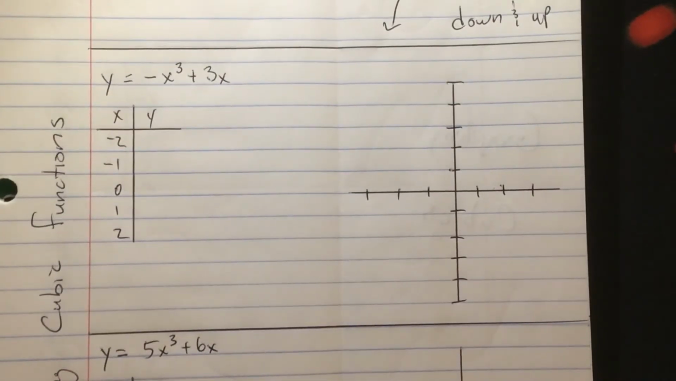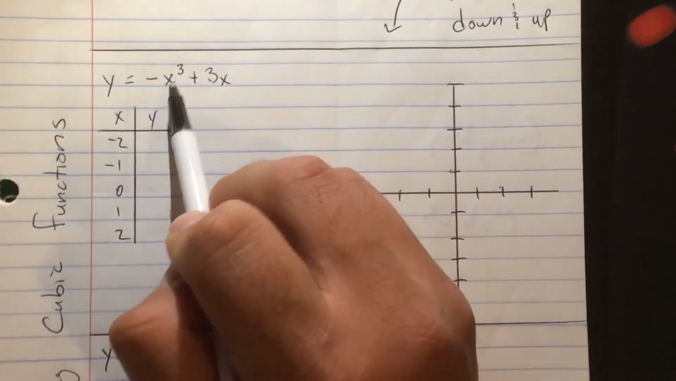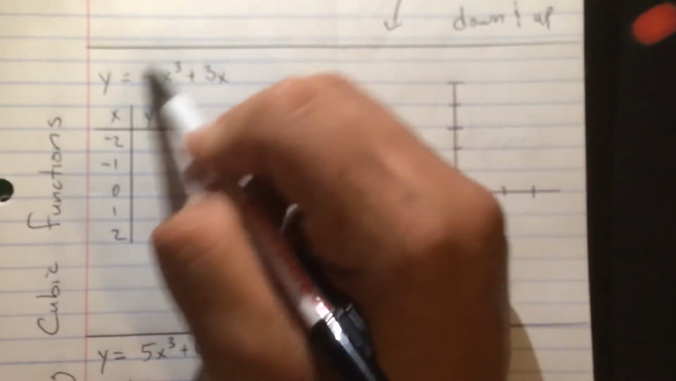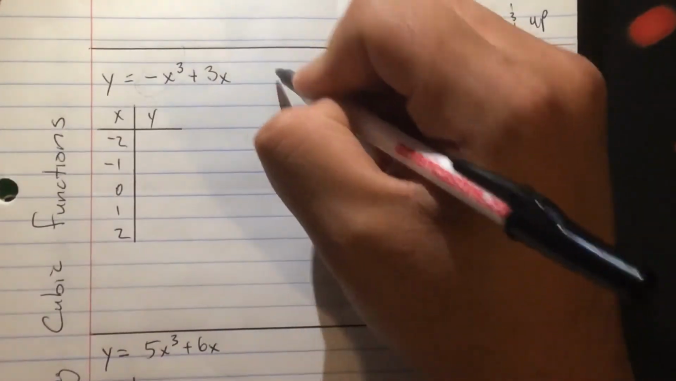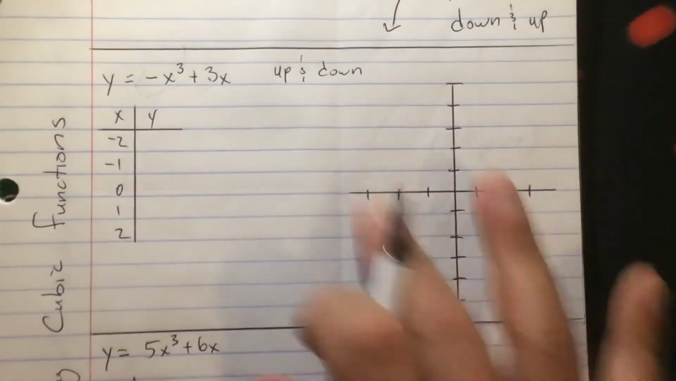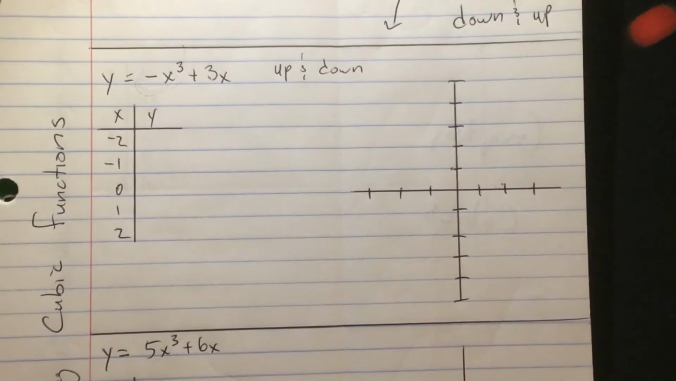This is part 2 of foldable number 1, foldable number 3. And this is our y is equal to negative x cubed plus 3x. We know because this is negative x cubed, negative in an odd power, that means this is going to be an up and down function, but we'll go ahead and see once we do our t-chart and graph to see if we were right.